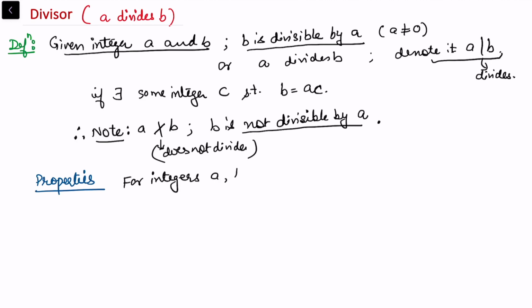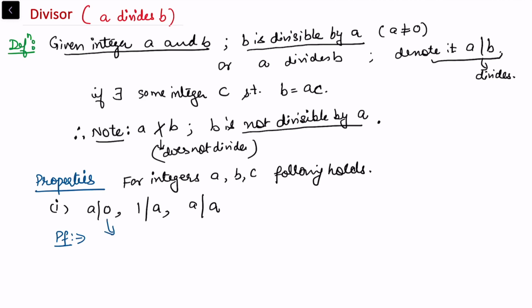So for integers a, b, c, the following hold. The first property is that a divides 0, 1 divides a, and a divides a. The proof of this property is very trivial. We can see that a divides 0. This means 0 is equal to some c times a, and we can choose c to be equal to 0, which is an integer. So this first property holds true.